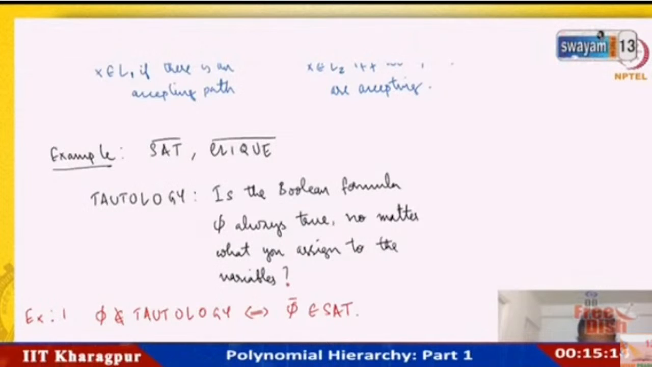Another example, which may take some time to sink in, is tautology. So what is tautology? Tautology is a question where I give you a Boolean formula phi and ask whether it is always true regardless of what assignment you give to the individual variables in it. This is unlike SAT, where you're asking is there some assignment such that it will evaluate to true. Now you're asking is this Boolean formula, no matter what you assign to it, always true, right? So this is an example of a language in CoNP.